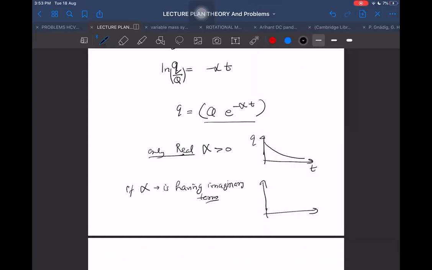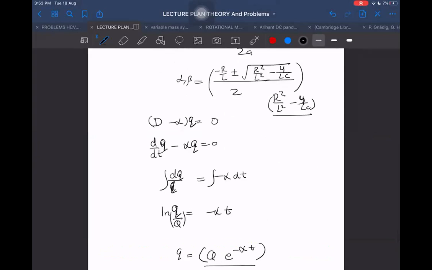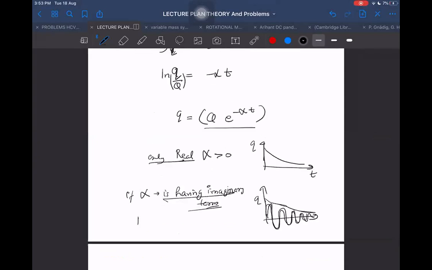So for the sinusoidal case, this kind of graph will be obtained. Overall, the amplitude of charge will be decreasing with time, but at the same time it will be performing some oscillations also. It will be decreasing as well as oscillating. That will happen only when alpha is imaginary, that is, when R square by L square will be less than 4 upon LC.